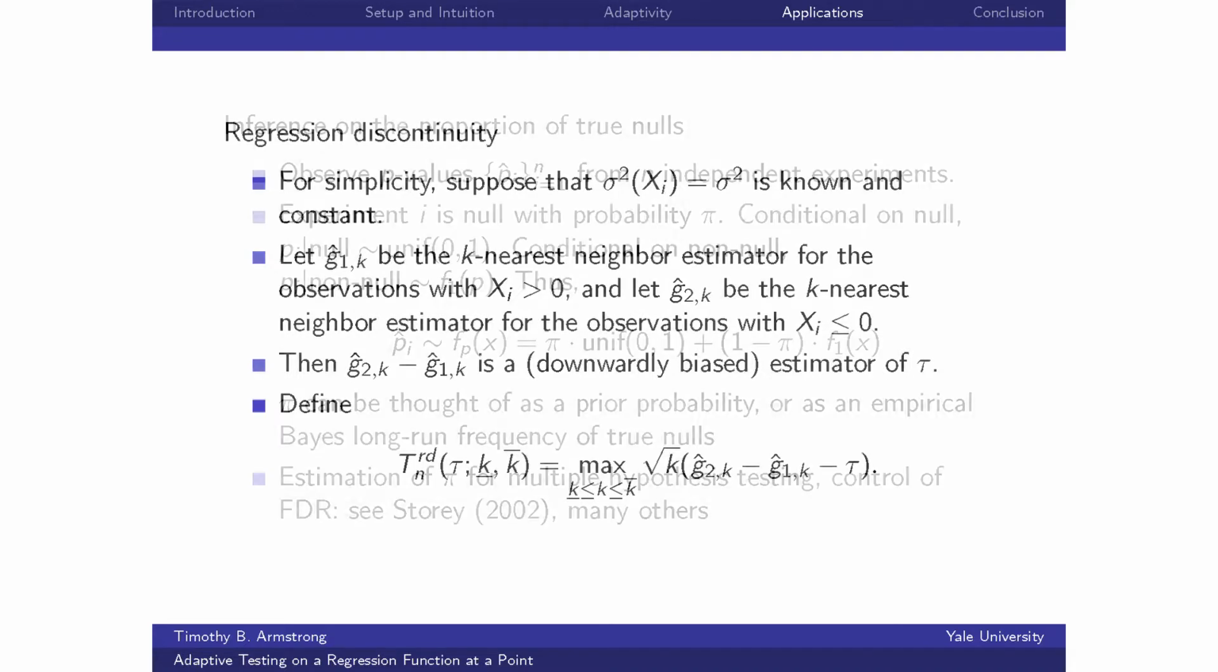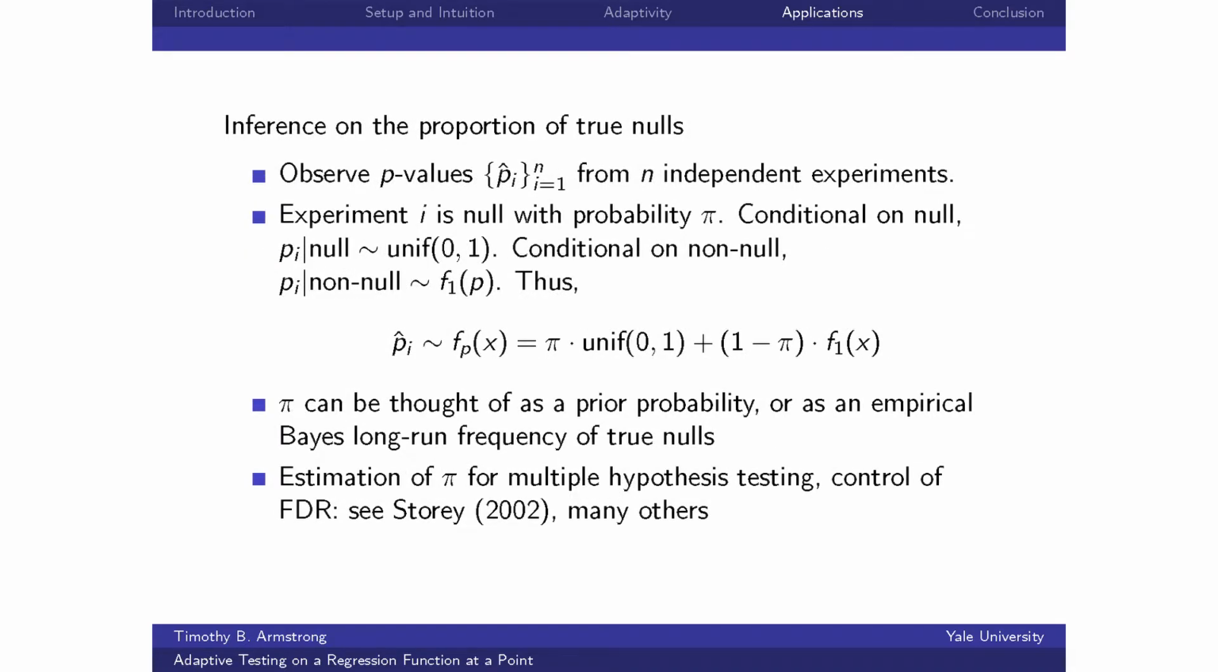Here this application is to a multiple testing problem, where people are usually interested in estimating the proportion of null hypotheses in order to plug this into a procedure that controls false discovery rates. Here I'm interested in doing inference on it, just noticing that you can use the same methodology. And here we're interested in inference on a density rather than on a conditional mean.